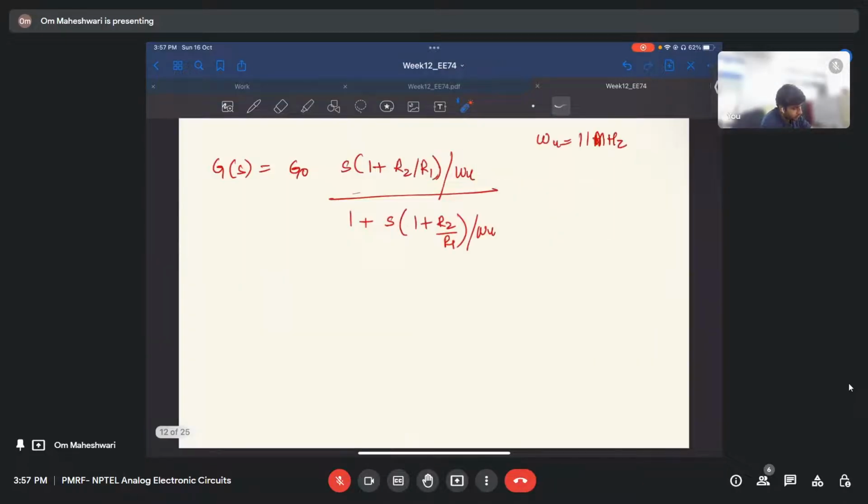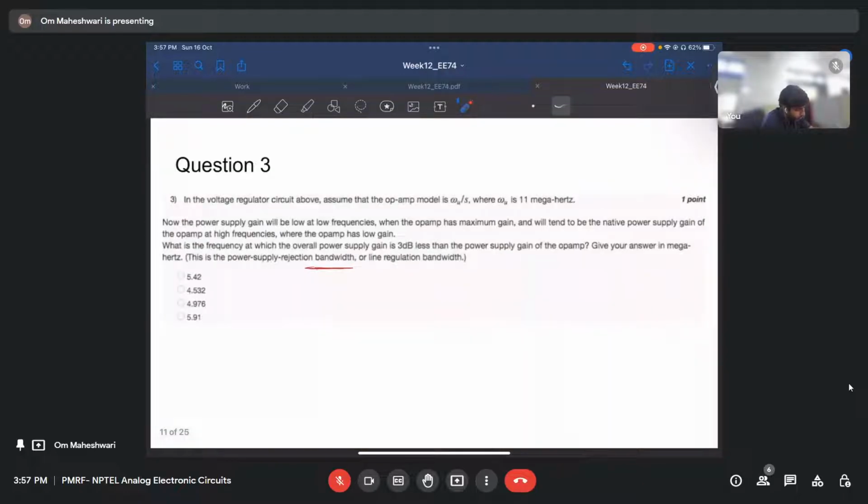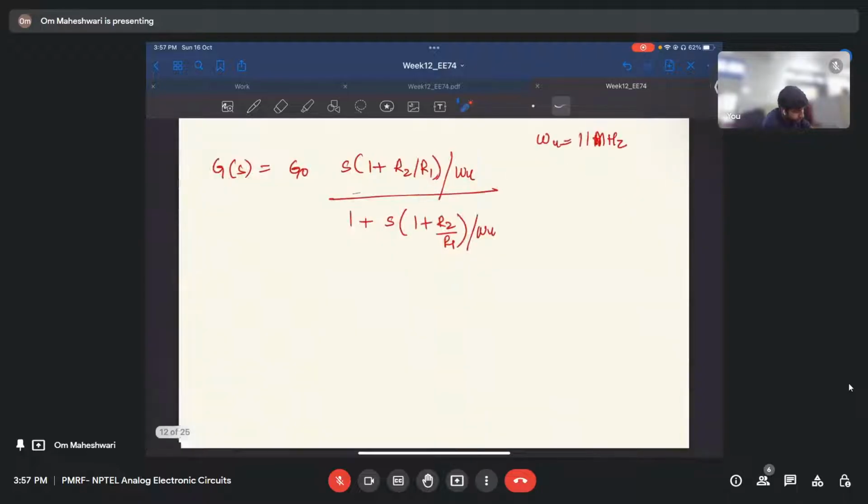So if you see how this term connects with this, they say that the power supply gain will be low at low frequencies. That means that when s tends to 0, this term will tend to 0, this term will tend to 0. We'll get G naught into 0 upon 1, right? So let me write, when s tends to 0, G(s) tends to G naught times 0 divided by 1. So G(s) tends to 0.